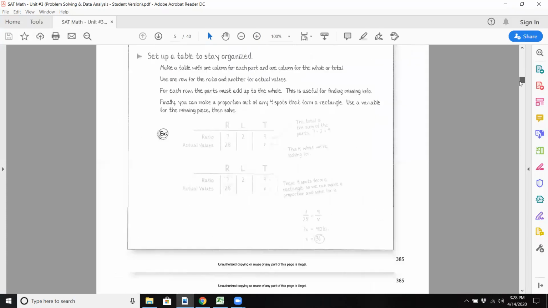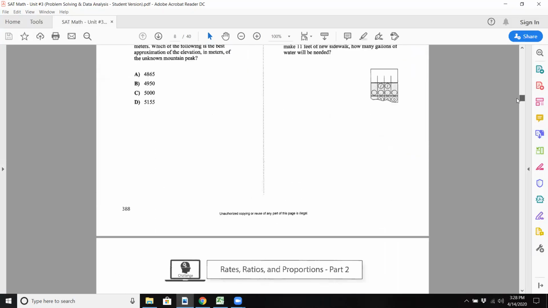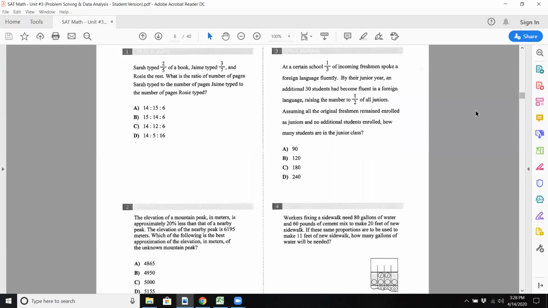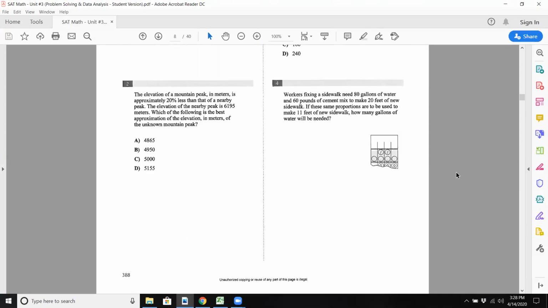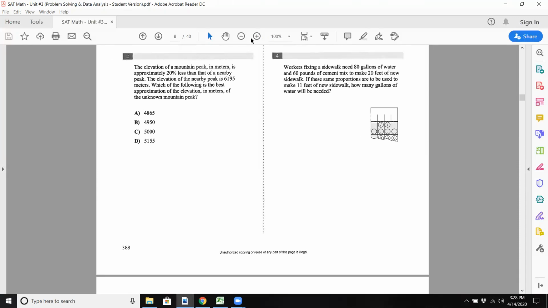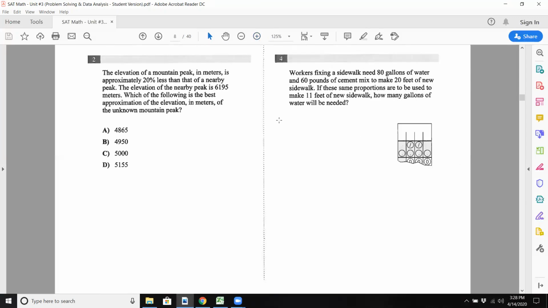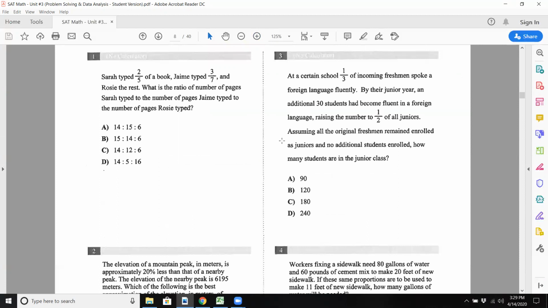So let's start with page 388. I'll probably do a couple of these problems here and have you guys try a couple on your own. So 1 and 3.